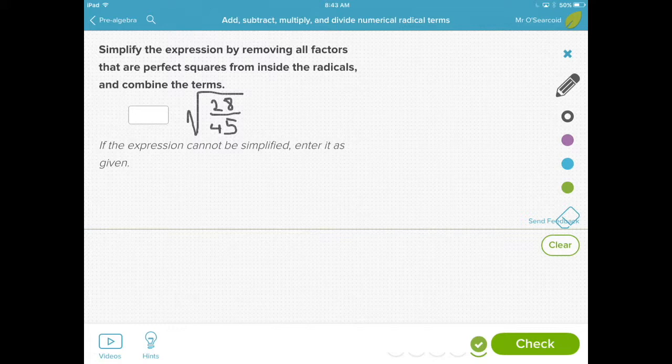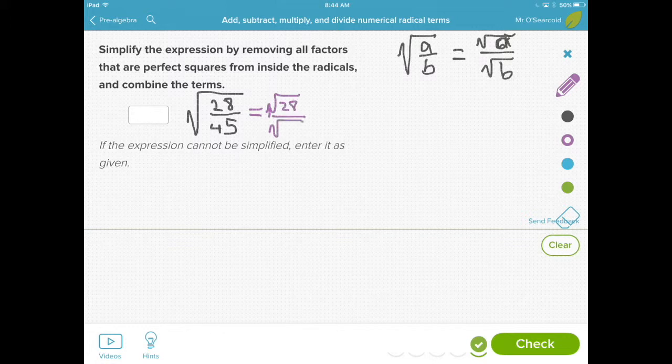Okay, so the operation in this particular one is division. And as we learned before, if you have a radical with a fraction inside, you can break that up as the square root of the numerator over the square root of the denominator. In this case, we're going to do that right away because that is definitely going to help us. So that is equal to the square root of 28 over the square root of 45.